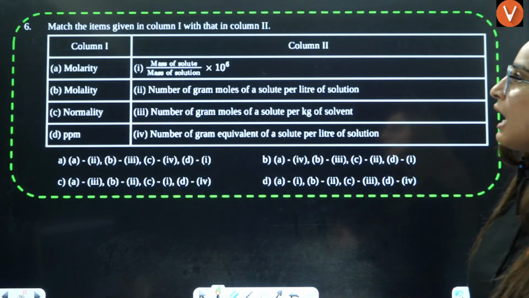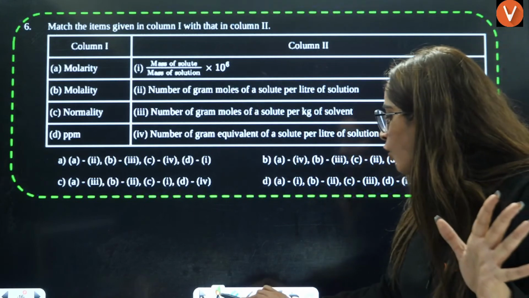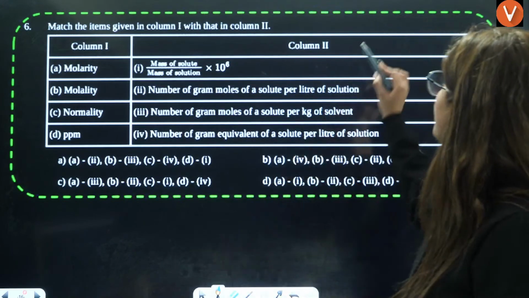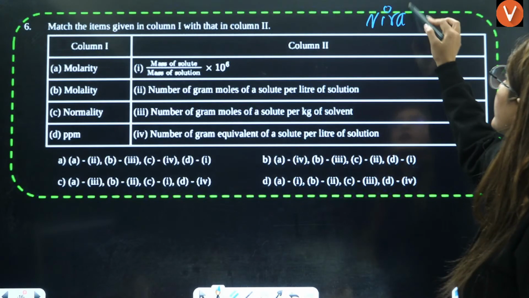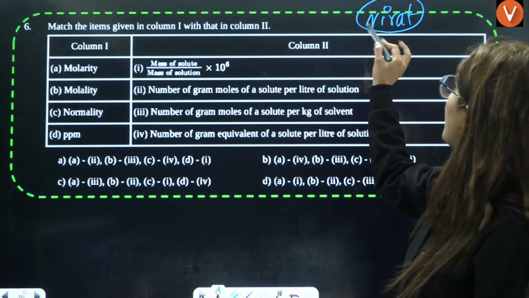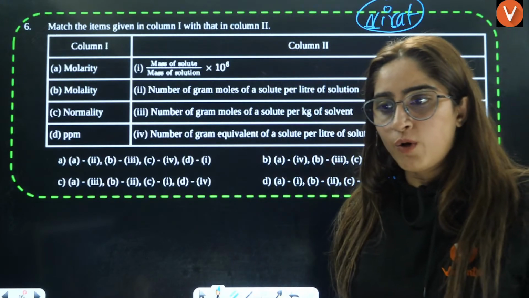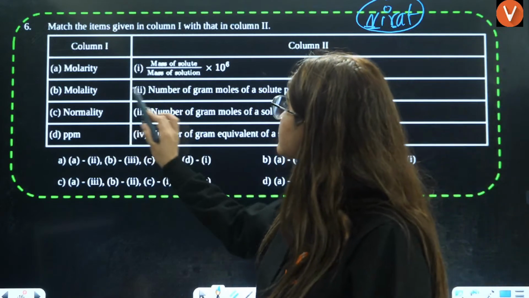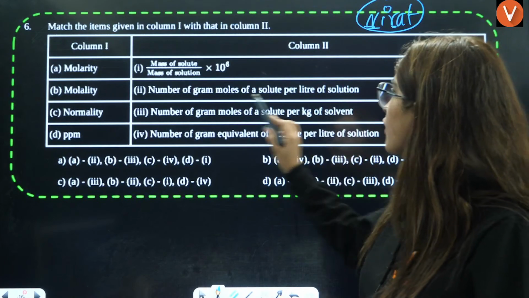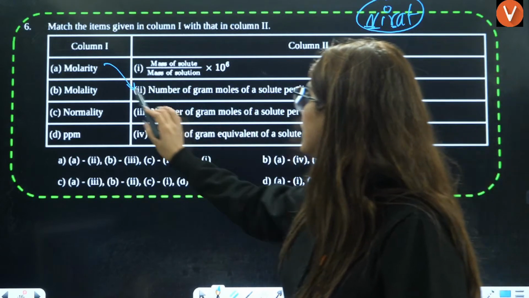Next question is, match the following items, column 1 with column 2 that is given to you. Now these are the concentration terms, guys. So if you talk about molarity, you have to remember this by Virat. Okay, no Virat Kohli, no. So V for volume, R for molarity, not litty, molarity. That is the number of moles of solute per liter of solution.